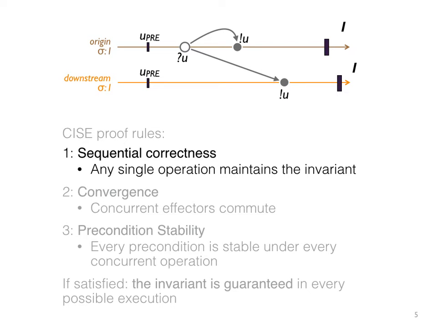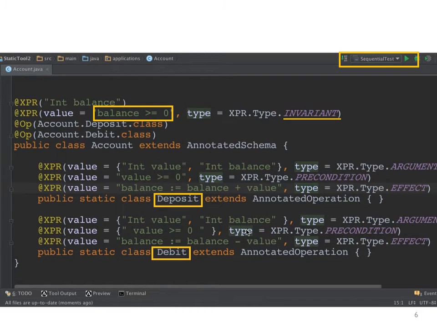The first rule checks whether every operation in isolation maintains the invariant. If yes, the precondition is sufficient, and any sequential execution is correct. If not, this means that the operation's precondition is too weak. Now let's try out Rule 1 on the bank account example.